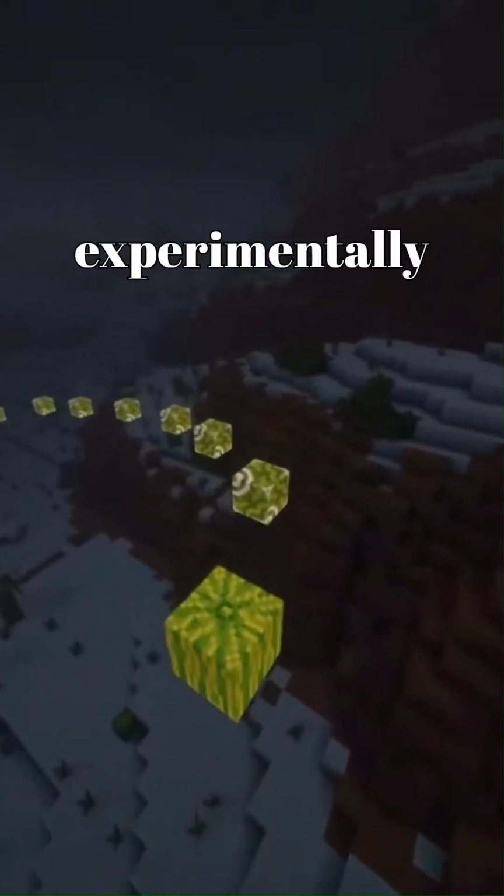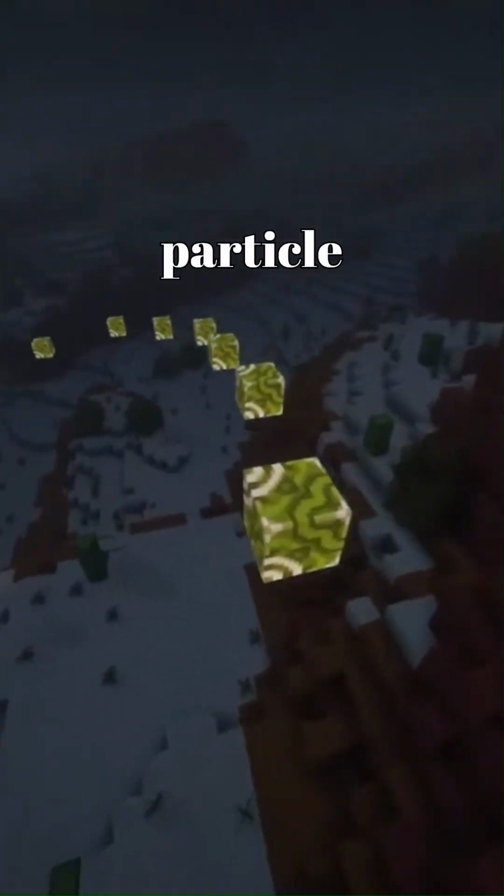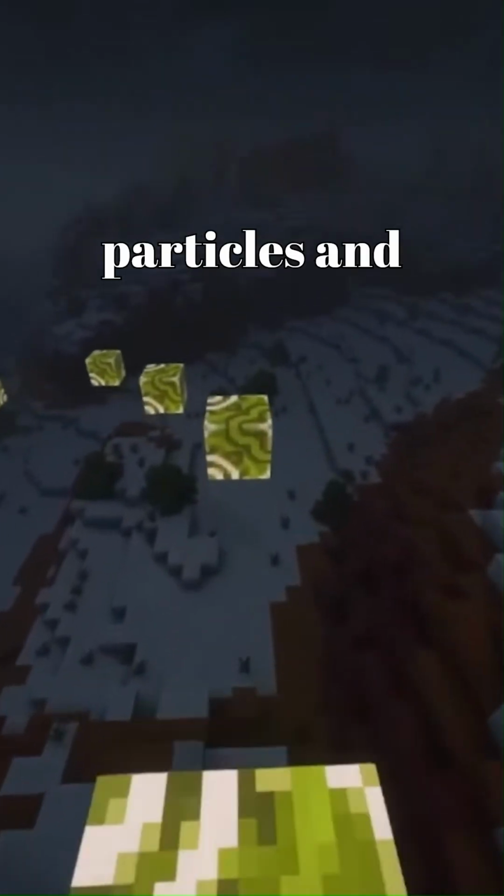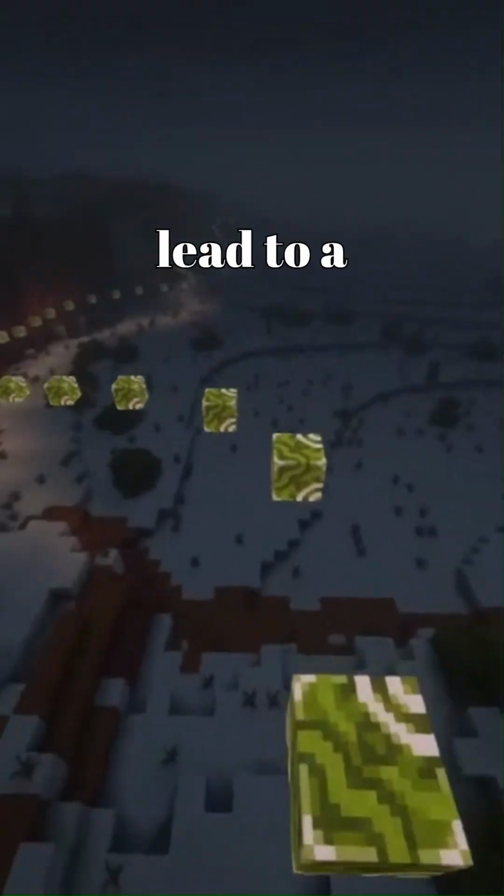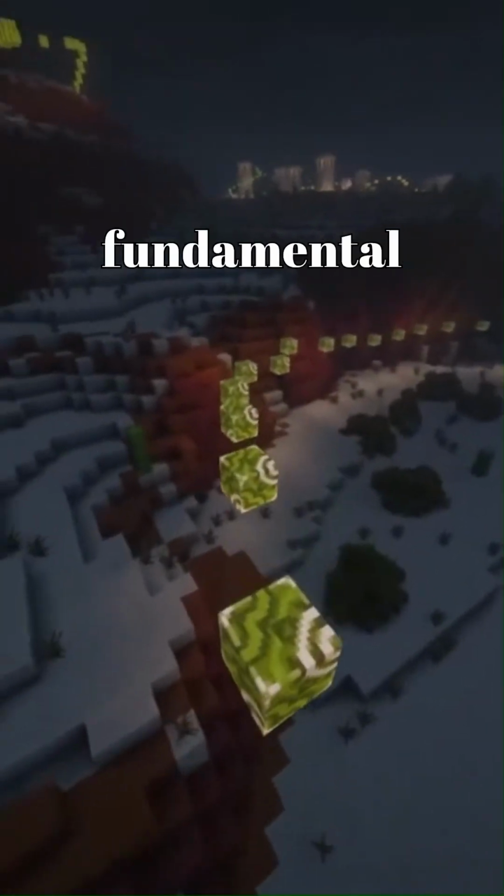While GUTs have yet to be experimentally confirmed, they guide research in particle physics, suggesting new particles and phenomena. Understanding GUTs could lead to a deeper, more unified picture of the fundamental forces.